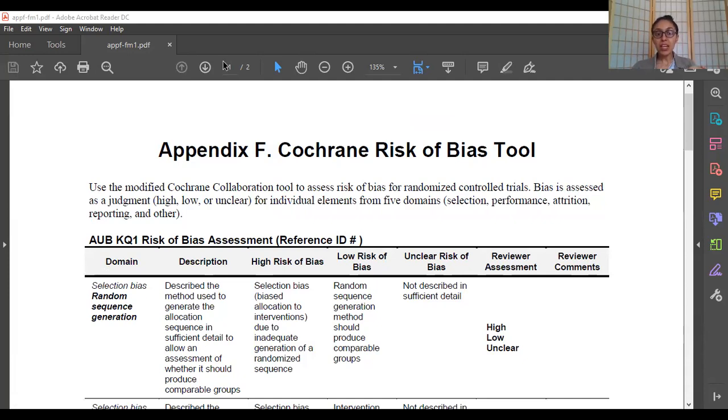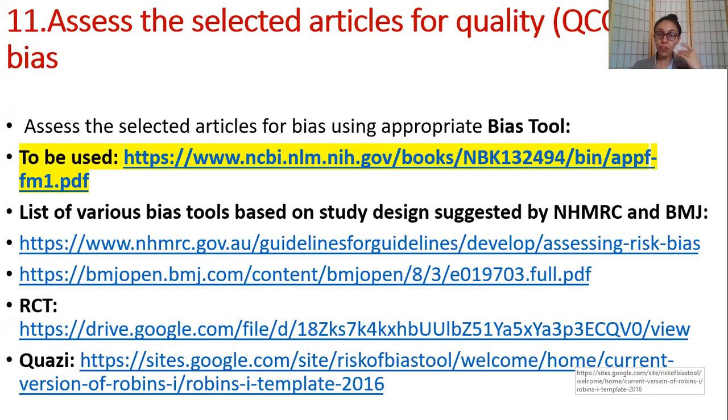Okay, so I hope this is meaningful, students, and this is giving you a broad overview and understanding of how you need to do a systematic review and a meta-analysis.